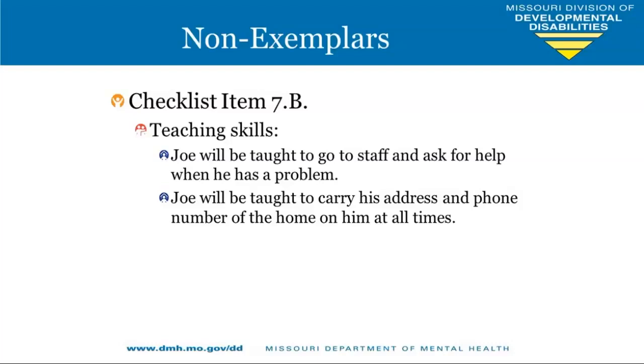Recognizing when you need help and asking is awesome, but in what specific situations would that be reasonable, and what things can he do on his own? And then the last one is about carrying your address and phone number on you at all times. It may not be a bad idea to have some contact information, but I'm not really sure how that's an effective skill that improves Joe's quality of life. And I would struggle to think of a situation in which that would address a problem situation.